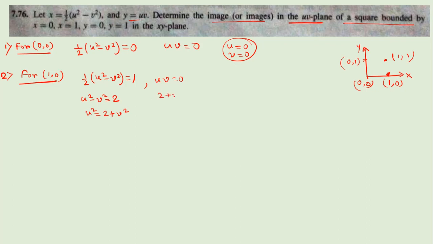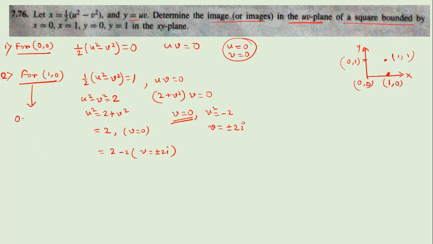If you put this into uv equals 0, one solution is v equals 0, another solution is v squared equals minus 2, that is v equals plus or minus i√2, a complex number. So for v equal to 0, u squared will be 2, and for v equal to plus or minus i√2, u squared equals 0.